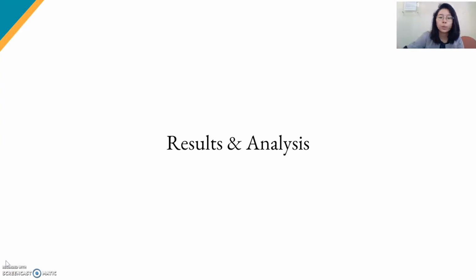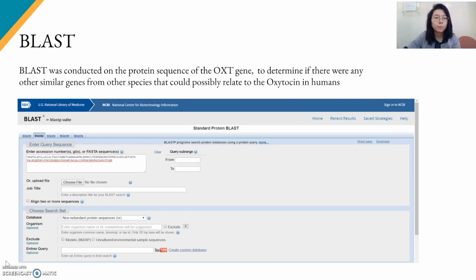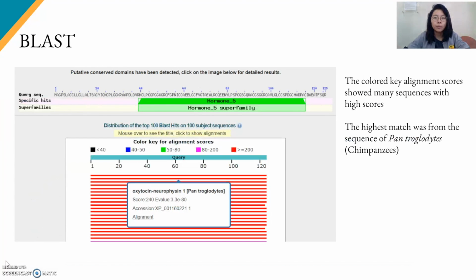Okay, so moving on, we talk about the results and analysis. The first analysis that we did was using BLAST. By using protein BLAST and using the Homo sapiens oxytocin protein sequence, we could identify the gene that was most closely related to the human oxytocin gene. And in this case, it's Pan troglodytes, which basically comes from the common chimpanzee.